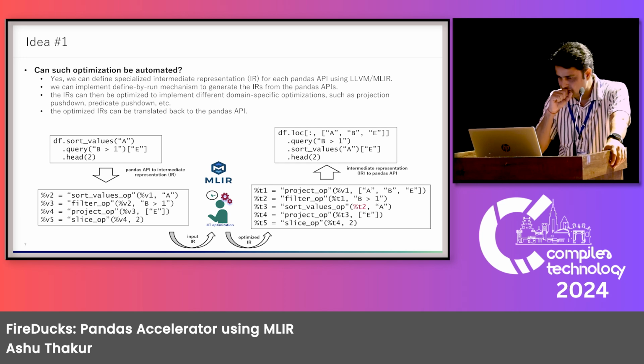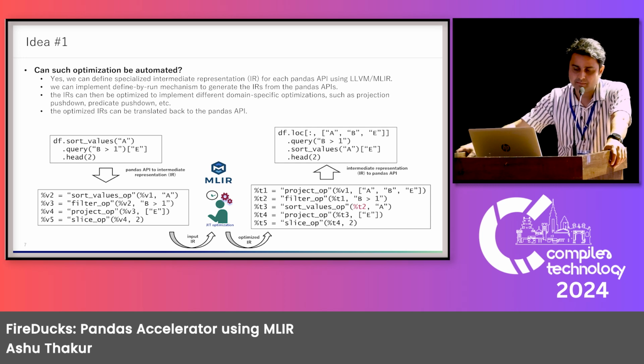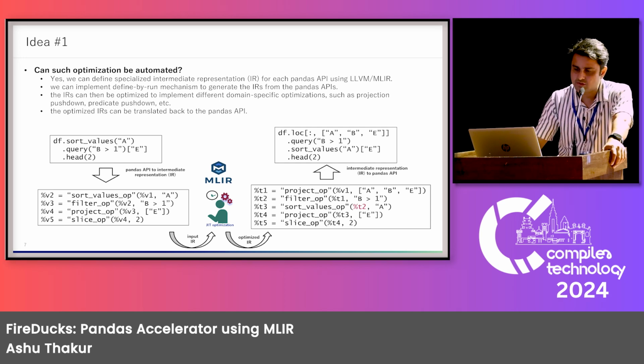So you can see that the Pandas API is represented in its intermediate representation, which is like, let's try to understand this one. It says it is sorting values V1 based on a column. I mean, just to tell you, we are taking this query only, right? And based on that, we are getting the V2 result, and further to it, we are doing a filter on V2 based on P greater than 1, and then we're getting the V3 result. Similarly, projection is done on V3 based on the E column, and then in V4 we are getting a slicing of V4 and getting the top 2, and the result is V5.